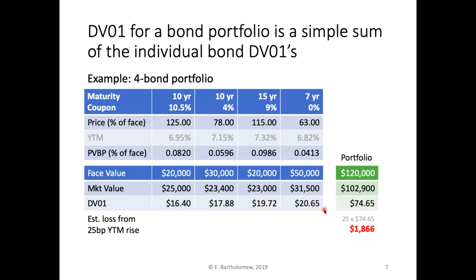And then if we wanted to estimate the loss from a 25 basis point rise on the whole portfolio, we don't need to do it at the bond level. We can take the 7465, multiply it by 25, and we get 1866. And if we compare that to what we would get if we did precise calculations for each of the bonds, recalculating their price based on the shifted yield, we see that, again, we're very close, as we would expect for a small move like 25 basis points.